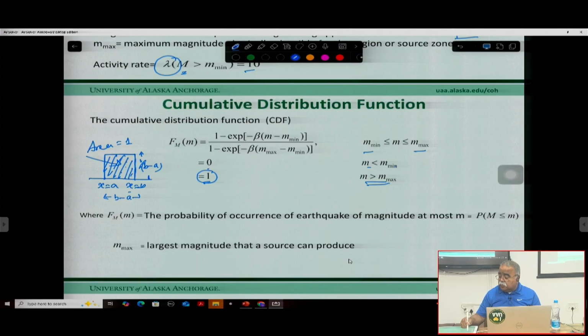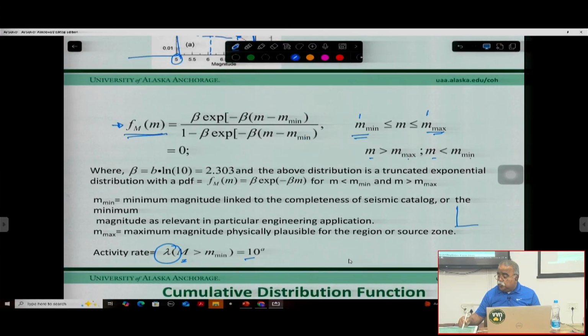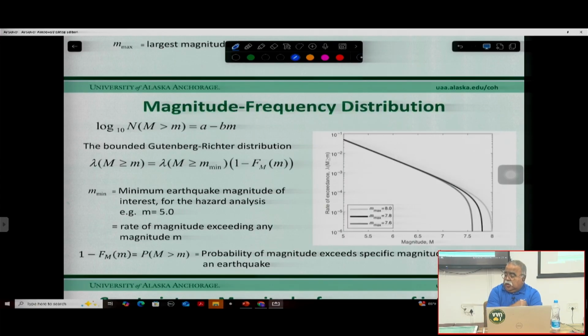So after you reach b, then this will be 1. And then if you are going beyond this, there is nothing added, so it still remains 1. Right? So m greater than m max, it will be 1. But m less than m min, that means this side, these are all 0. So after that, it increases, and at this point it reaches the maximum. Okay, so this is your cumulative distribution function for different magnitudes, and this is your probability density function of these magnitudes. Is it clear?